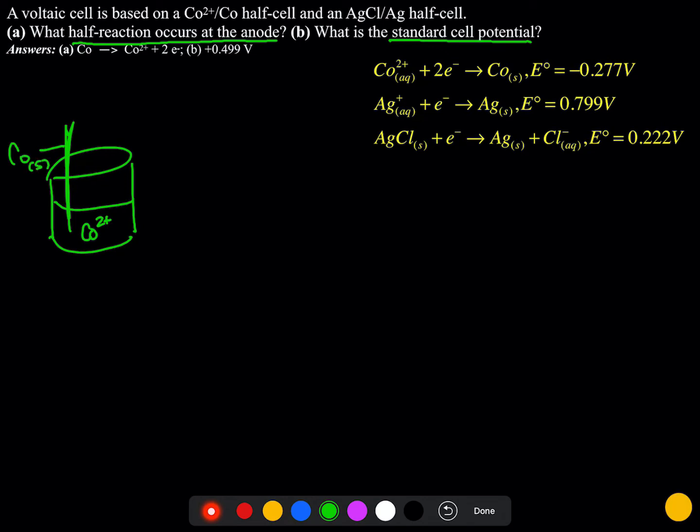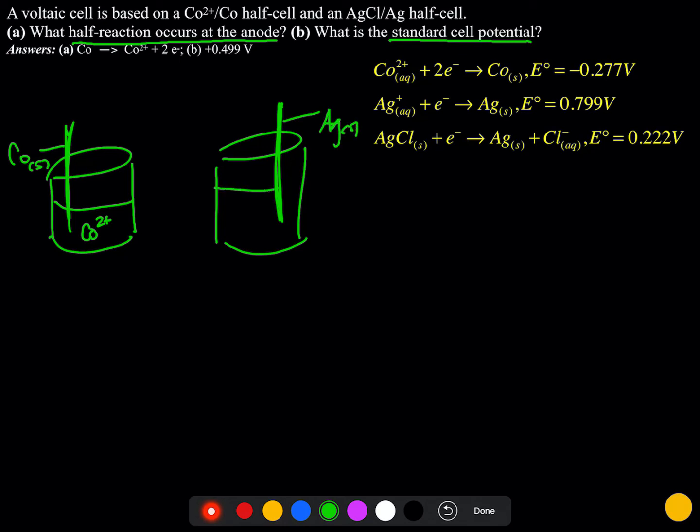That's what's in one half cell. The other half cell is composed of silver chloride and silver, right? So I know that I have, and note that it says silver chloride. What do we know about silver chloride? Right, it is insoluble. It is not something that's aqueous. And silver is my other component, so I know that there is going to be some silver solid here.